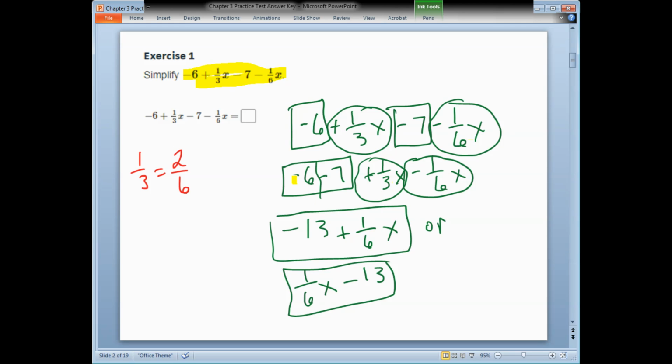Step two is put the like terms together, put them next to each other. Step three is to simplify the like terms. So negative 6 minus 7 is negative 13. 1/3 x minus 1/6 x. Notice over here I just wrote down to remind myself that 1/3 is the same as 2/6. So really this is 2/6 x minus 1/6 x, which gives me 1/6 x. Two different ways you can write it. Either way works. You can switch the order of the terms, but that's the answer to number one.